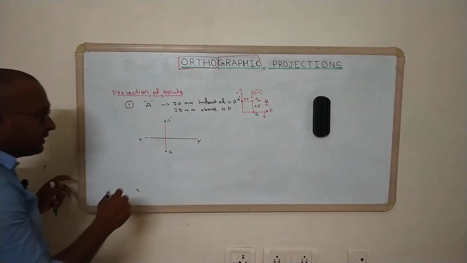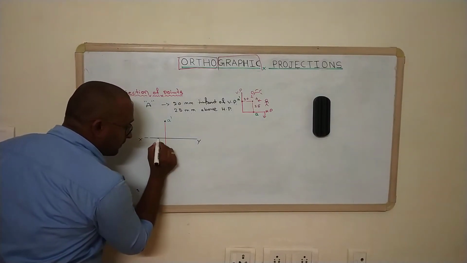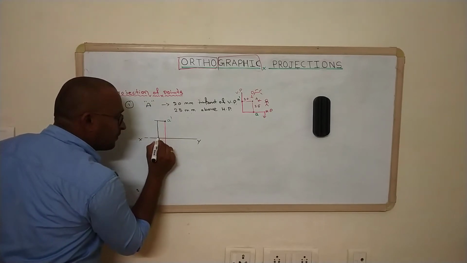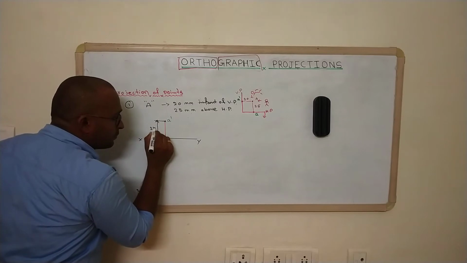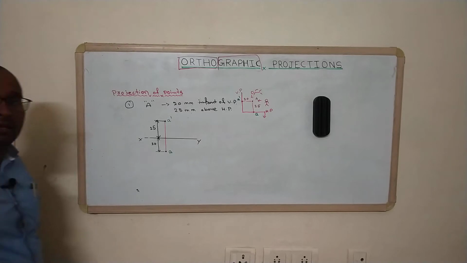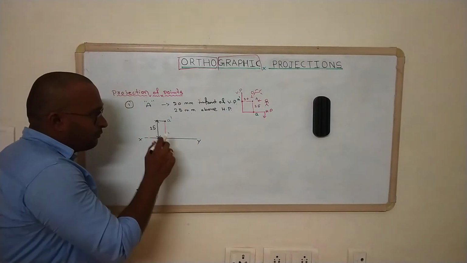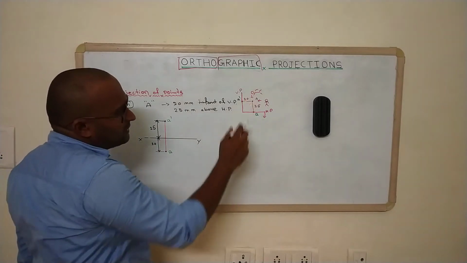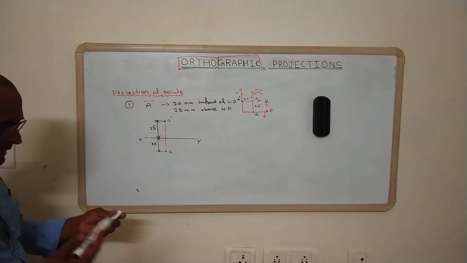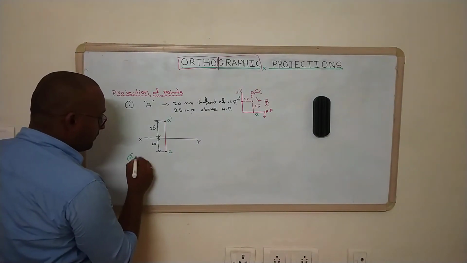And then the distance from here to here is 20 mm. Here to here is 25 mm. So this is the way how we need to solve the problem. So if a point is in first quadrant. So say for example, we will move on to the second problem.